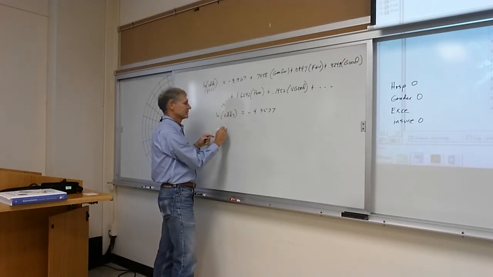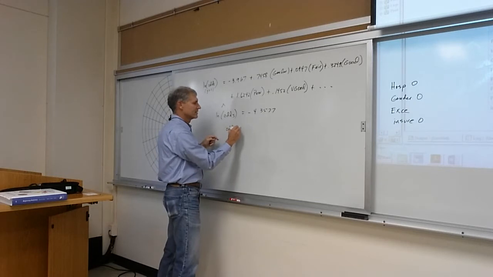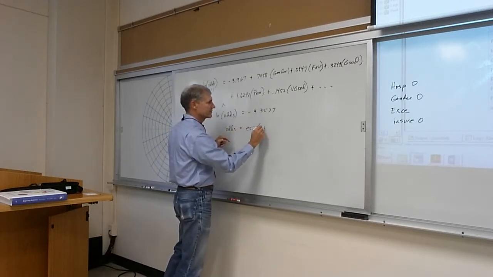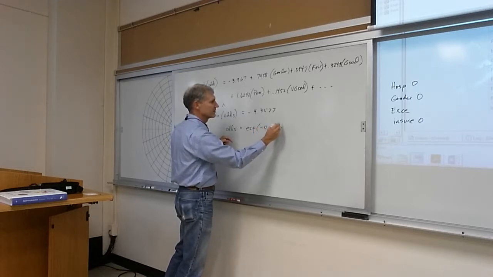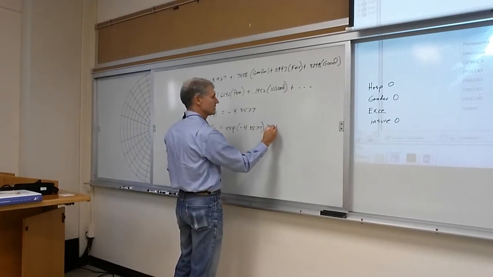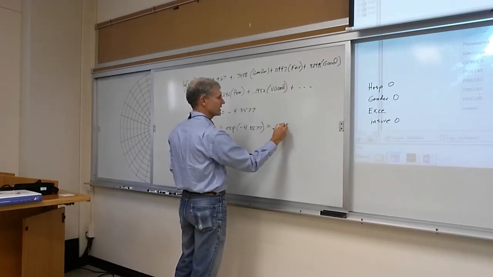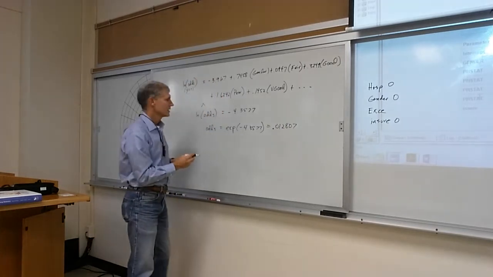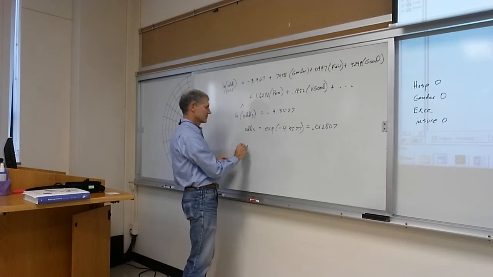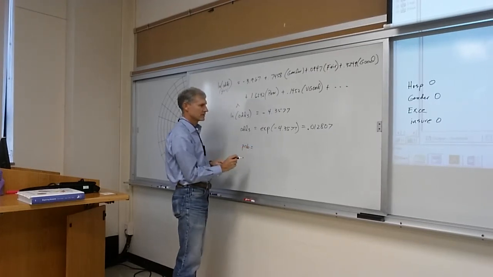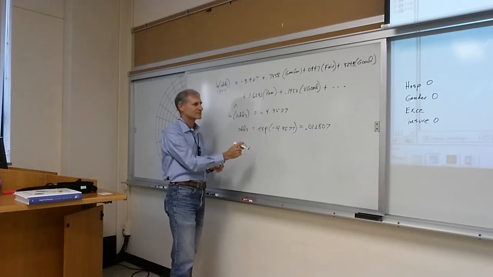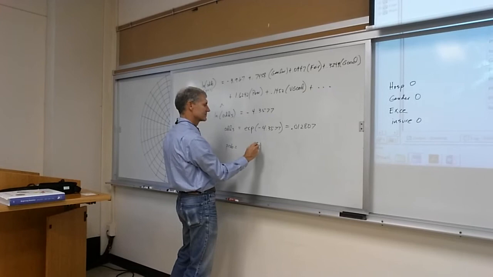Raise it to e. Exponential of negative 4.3577. What's that number? 0.012807. And how do we get from odds to probability? Odds over 1 plus odds. It's e to that over 1 plus e to that. Oh, we already did the e to that. Okay, so it's 0.012807.